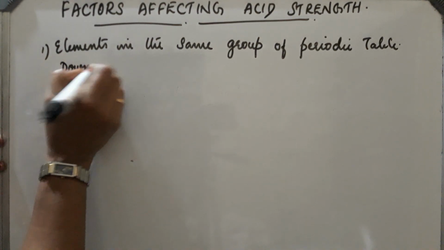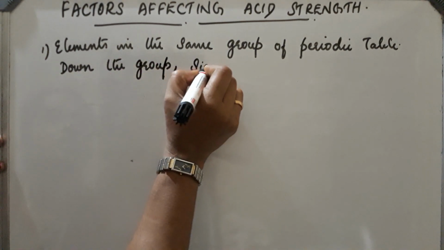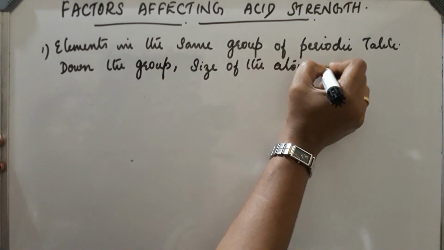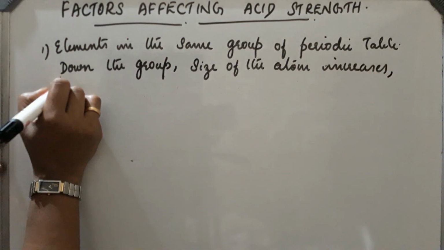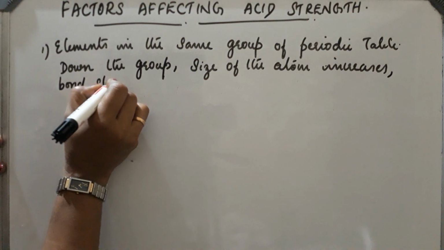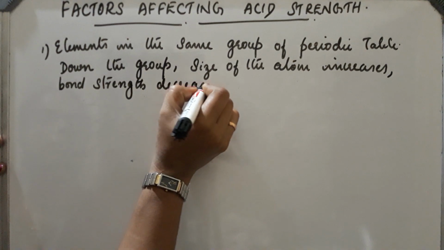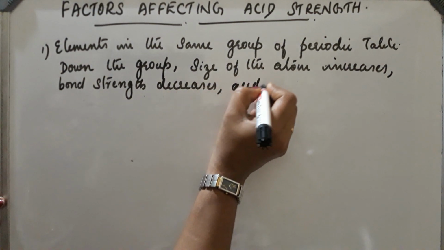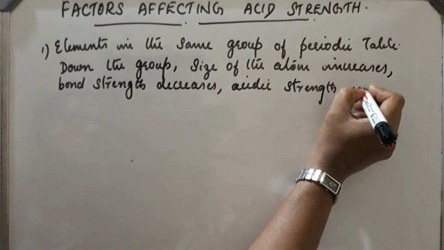So, down the group, we know the size of the atom increases. What happens to the bond strength? As the size increases, bond strength decreases. So, the HA bond easily breaks and forms H plus ions. So, down the group, acidic strength also increases. This is the first case.